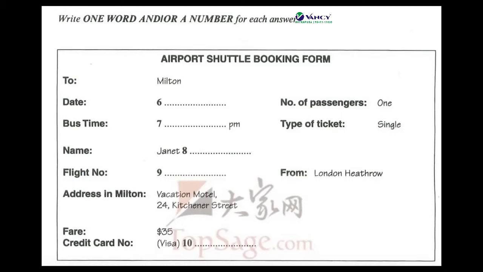Yes, it's called the Vacation Motel, and I think it's near the town centre. Anyway, the address is 24 Kitchener Street. That's Kitchener Street. That's fine. Right, so that's $35 to pay, please.